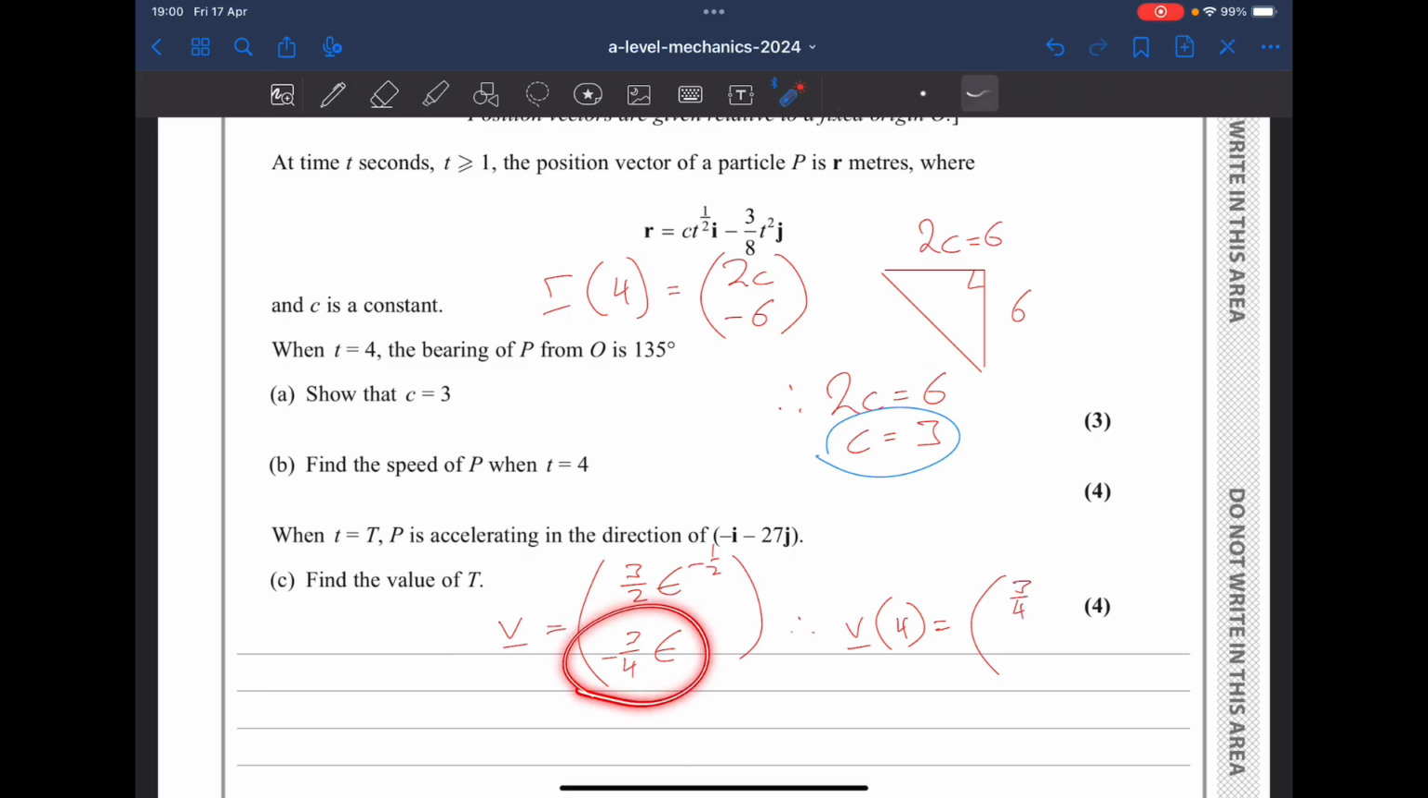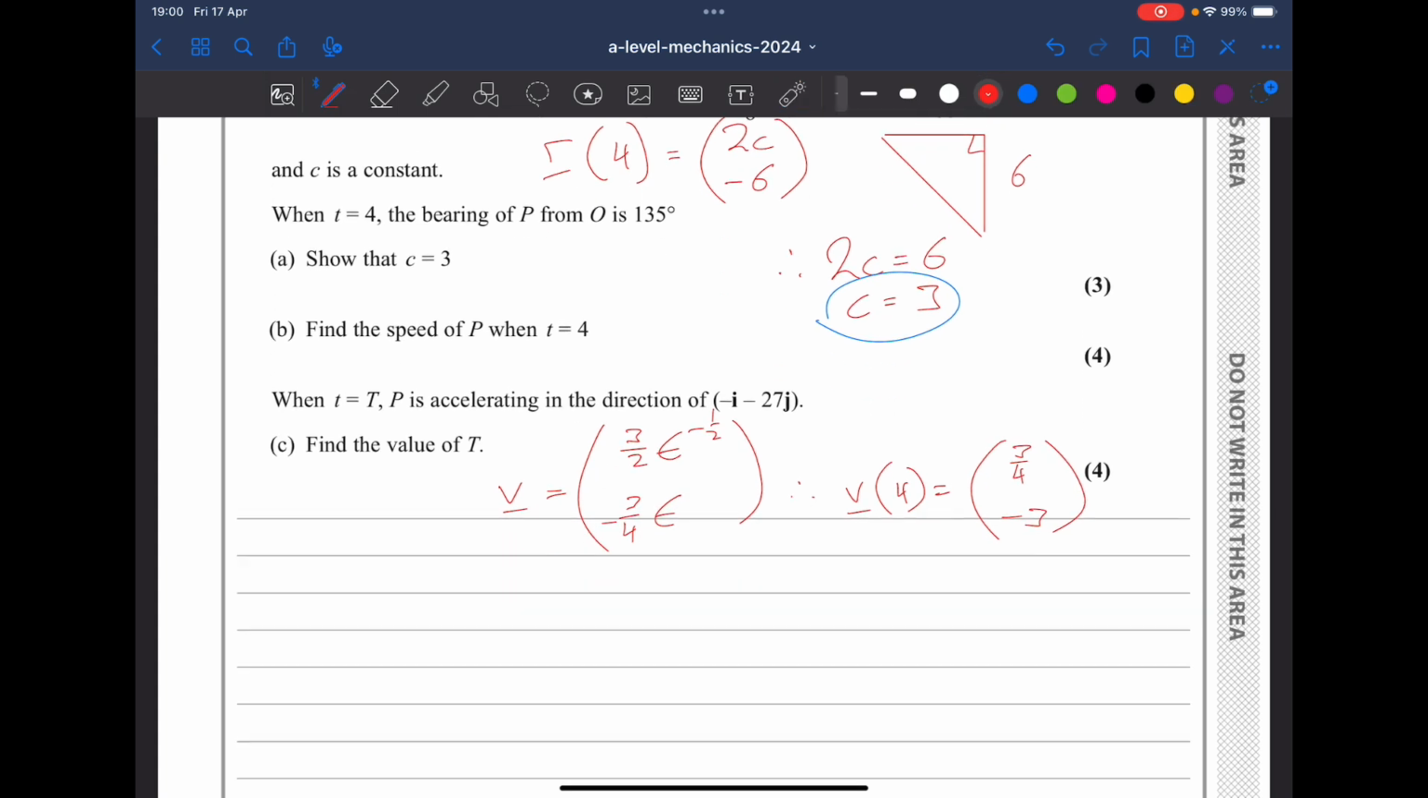And same sort of idea. 4 times by a quarter is 1. So that's negative 3 down the bottom. And they wanted us to find the speed. So we need the magnitude of this. This is velocity, this is a vector. We want the speed, the scalar. So therefore our speed, which you can draw like this.